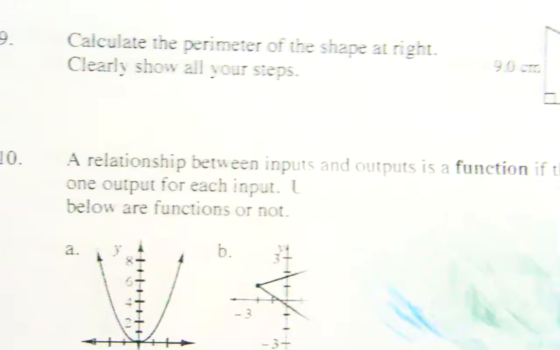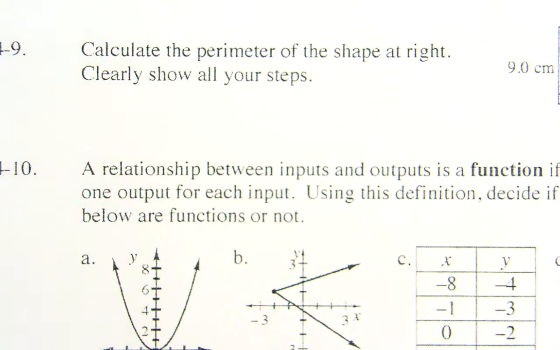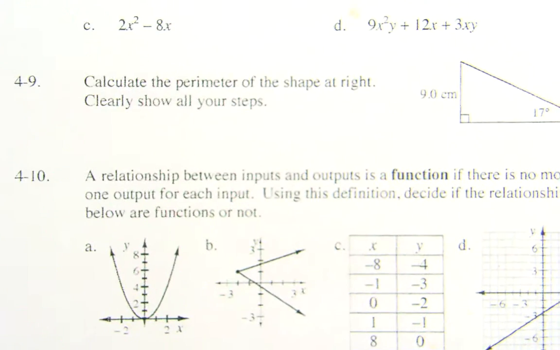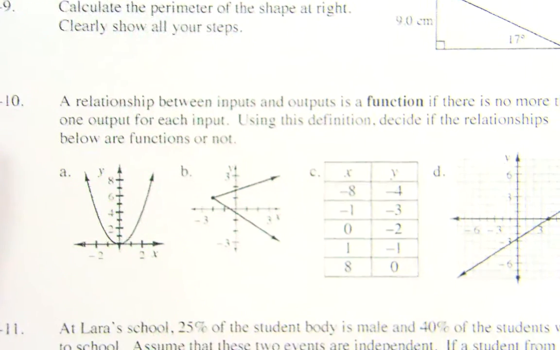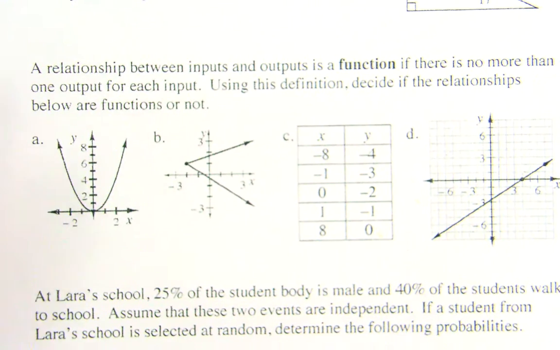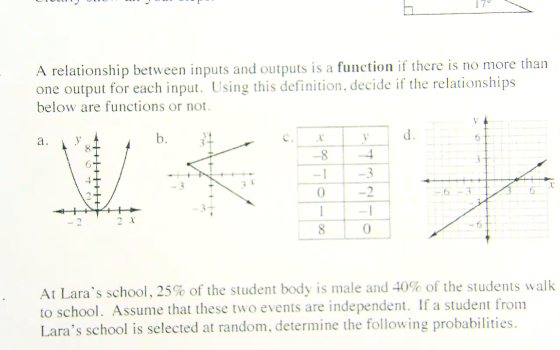Number 9, I was told the hints on the website should be okay with number 9, so you don't need it. Number 10, a relationship between inputs and outputs is a function if there is no more than one output for each input.